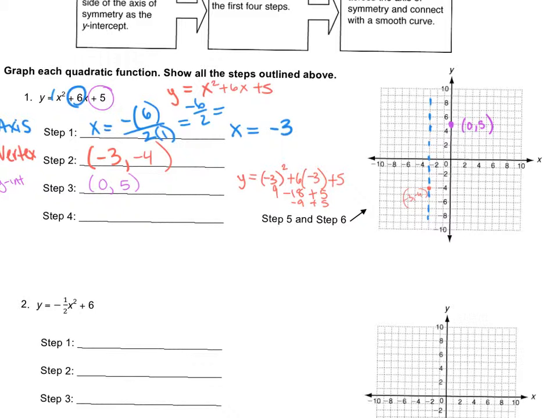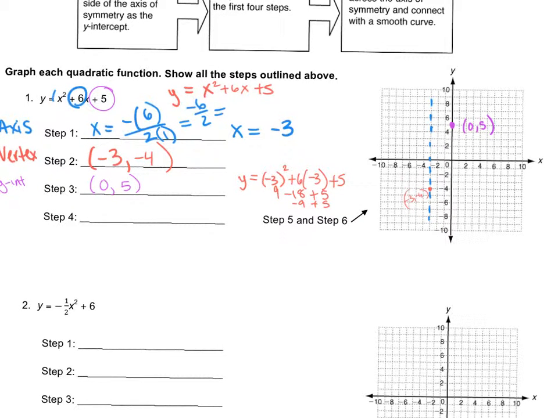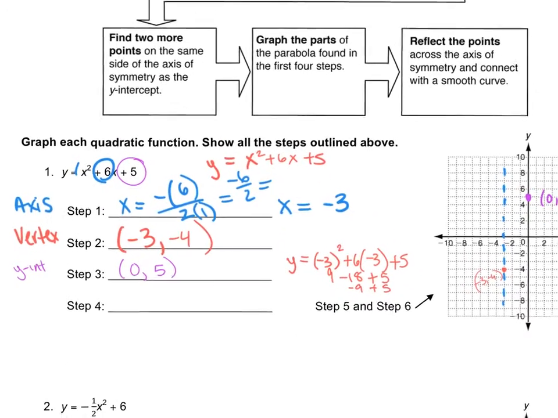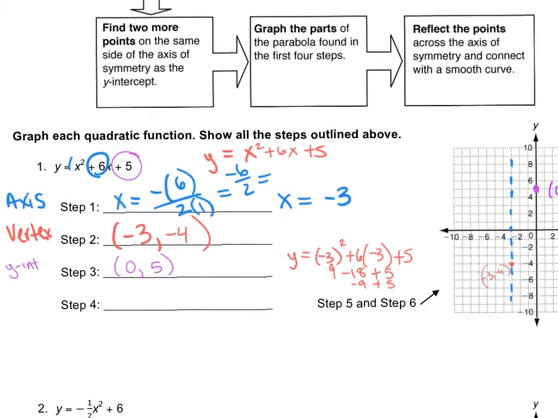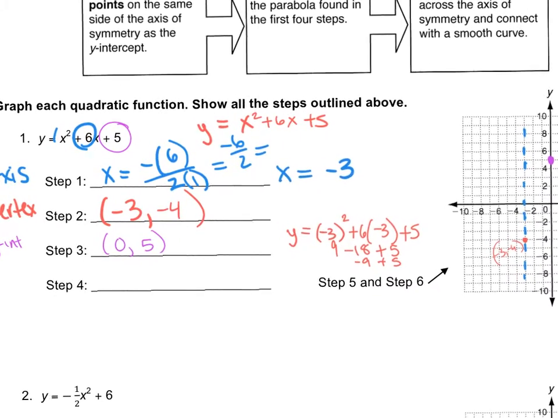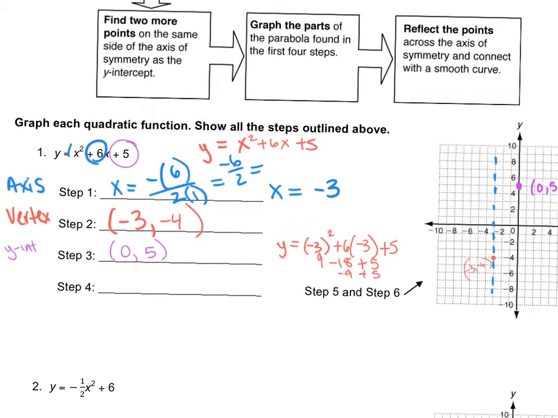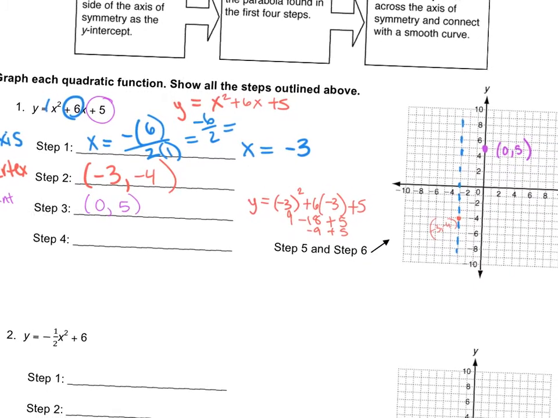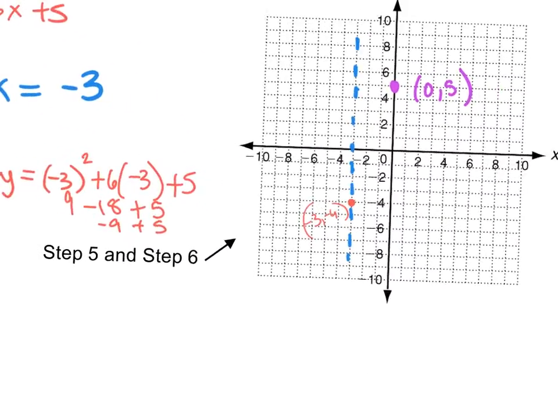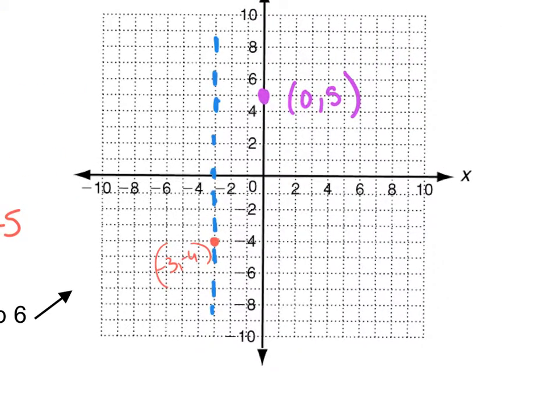Wait, how do you get 5? Now, the next step they want us to do is they want me to find 2 more points on the same side of the axis of symmetry as the y-intercept. You could choose any 2 points. It doesn't really matter. The fact is that when you discover another point that this parabola is going to be going through, you know that it reflects on this side. The reason you want to find 2 points is because you want to be as specific as possible. So, we already know what happens at 0. Let's see what happens when x is 1.